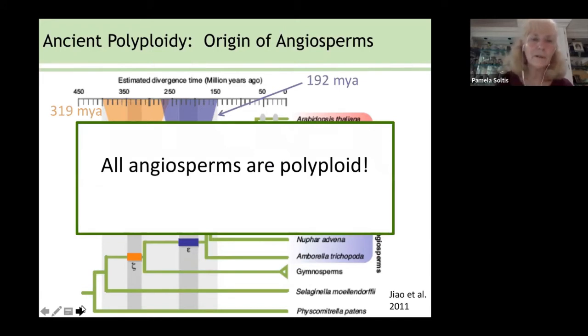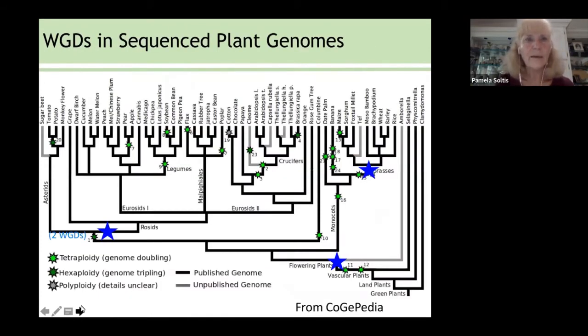And there's a deeper duplication as well that characterizes all living seed plants. Now, when we start to map out whole genome duplications across angiosperm phylogeny, we see some interesting patterns. So every one of these green starbursts represents a whole genome duplication. And in fact, basically every genome that's been sequenced has evidence for one or more ancient duplications.